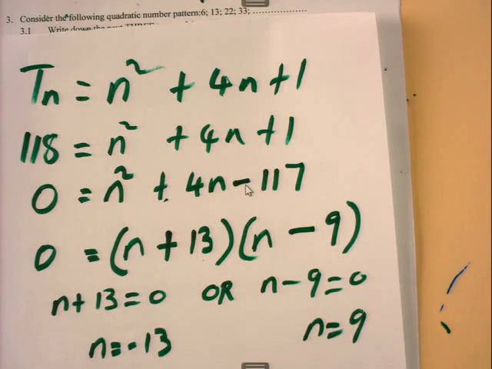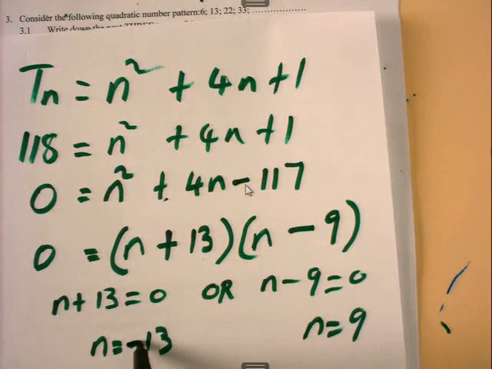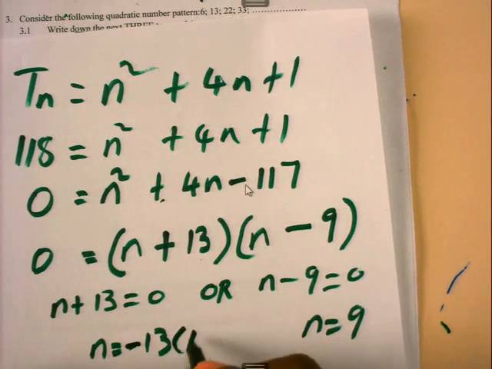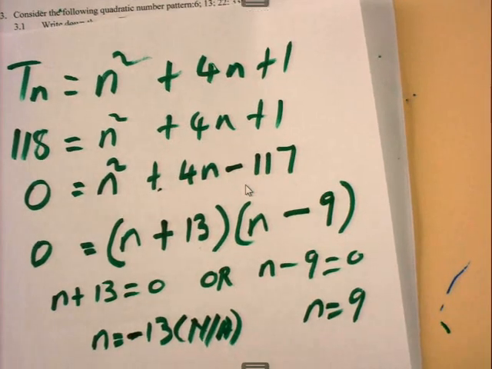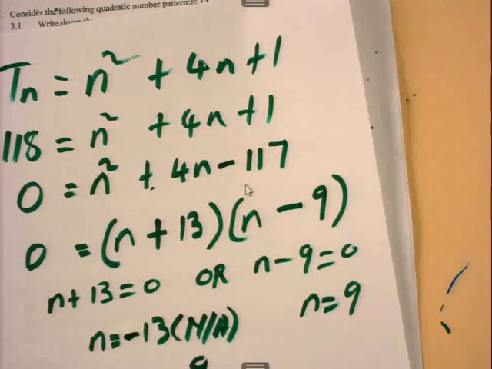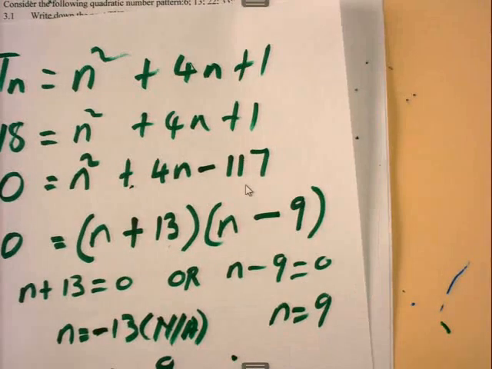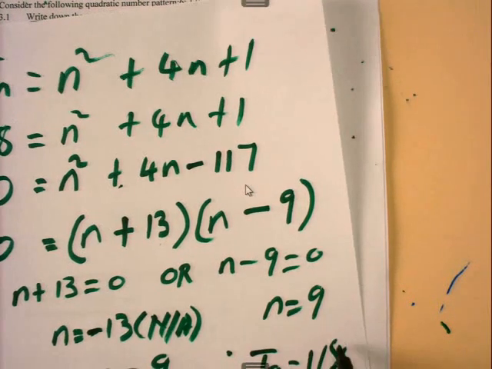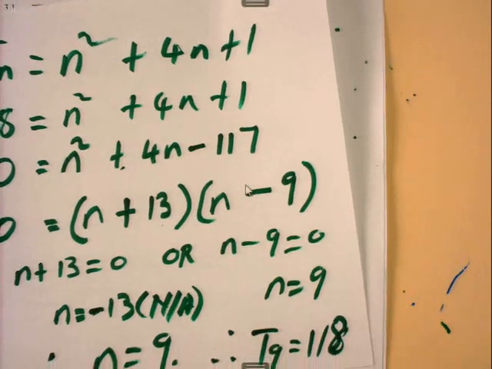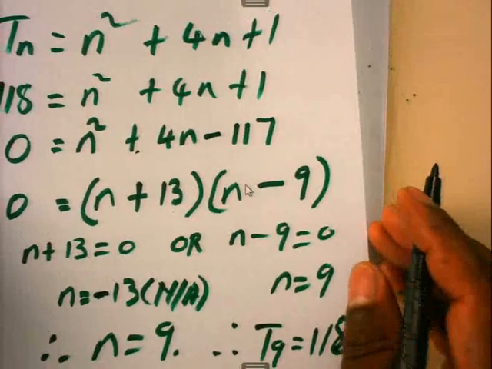As a result, n equals negative 13 is not applicable. This one we need to cancel out. Why? Because n represents the position of a term, so the position must definitely be a natural number. Therefore, the correct answer is n equals 9. What does that mean? It tells us that term number 9 is the one that is equal to 118.